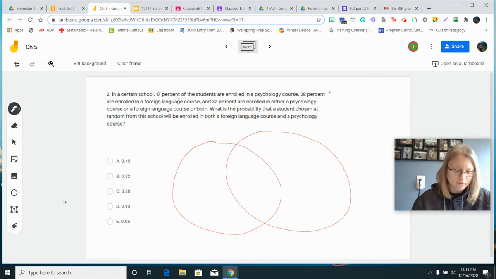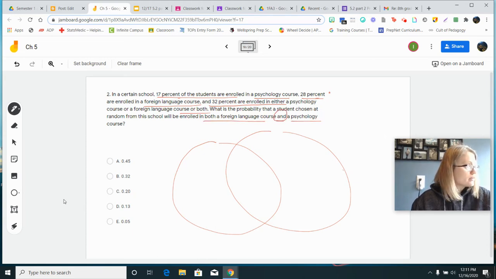So in this case, we have a certain school, 17% of students are enrolled in a psychology course, 28% are enrolled in foreign language, 32% are enrolled in psychology, foreign language, or both. So what is the probability that a student chosen at random from the school will be enrolled in both a foreign language course and a psychology course?